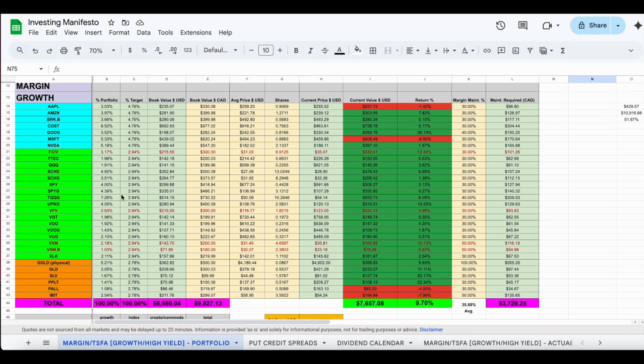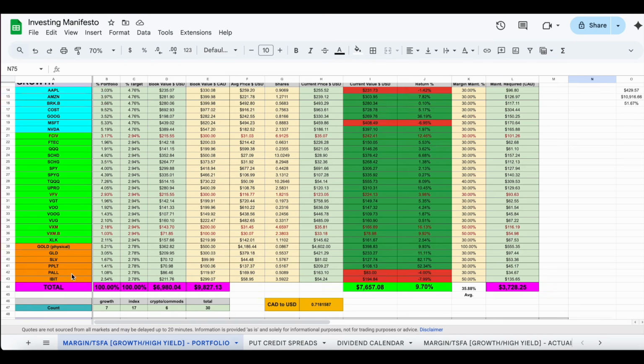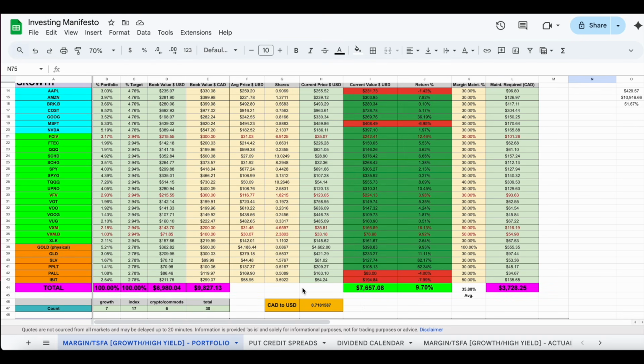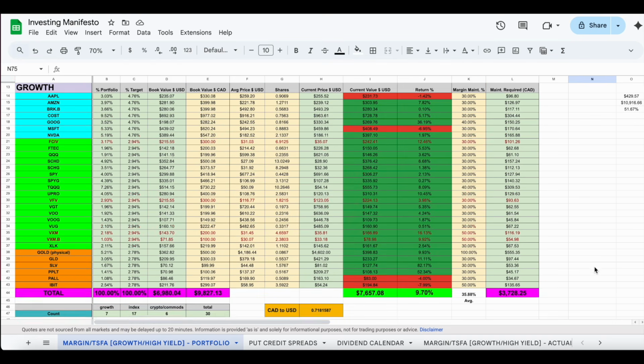I'm going to go through and update all these targets and see if we can go through that in another video. But anyway, right now the account is up 9.7%. We started this in September, so not too bad for the growth portfolio.